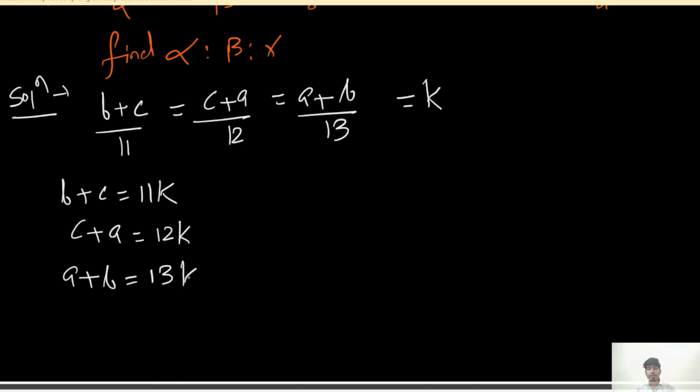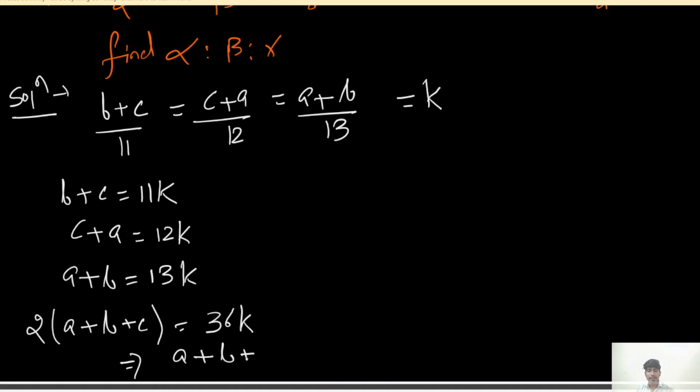Then add all the equations. What do we get? 2 times (a plus b plus c), because if we add LHS, then b plus b is 2b, 2c, and similar for a, then 2 common, a plus b plus c. And this is 11k plus 12k plus 13k, this is 36k. Then this becomes a plus b plus c is 12k.